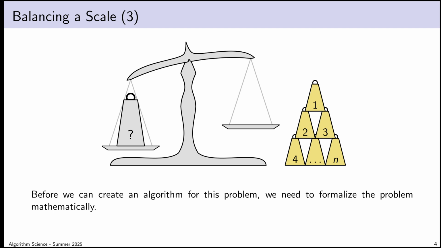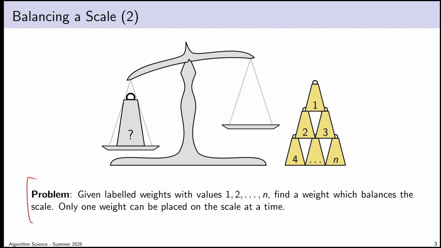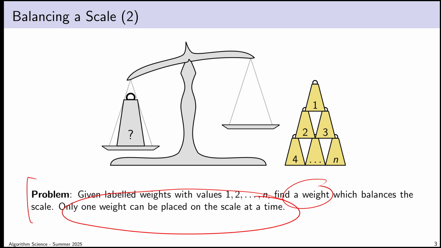So just to clarify what I mean here, I think this problem description is very clear. I think it's really obvious what we need to do. The restrictions are built into it, so you can only use one weight at a time. You want to find one weight that balances the scale. The weight itself is going to be between 1 and n, whatever.